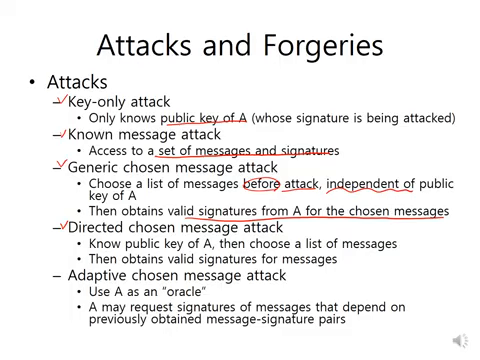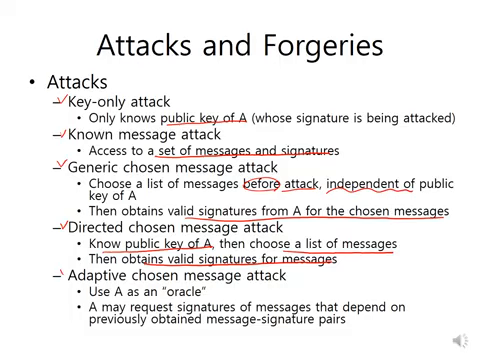The next one is the directed chosen message attack. Compared to the generic chosen message attack, the different point is that the adversary can know the public key of user A first. After that, on the basis of that information, the adversary can choose a list of messages later. Then the adversary can obtain the valid signatures for the chosen messages. So the directed chosen message attack is more powerful than the generic chosen message attack.